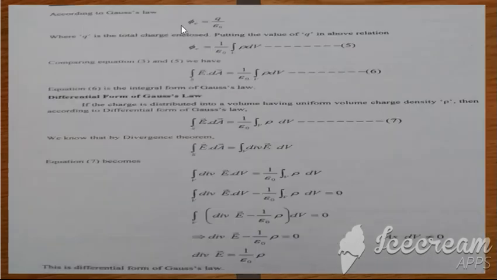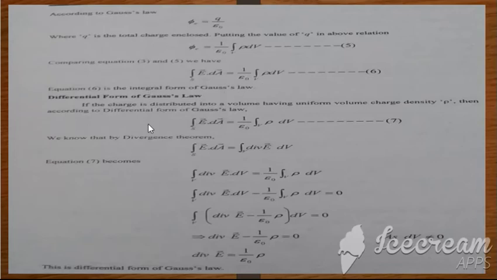According to Gauss's law, electric flux is equal to Q over epsilon naught, where Q is the total charge enclosed by the closed body. Putting the value of Q in the above relation, we get electric flux equal to 1 over epsilon naught times the volume integral of rho dV. Rho replaces Q. Comparing both equations from the previous slide, surface integral E dot dA is equal to 1 over epsilon naught volume integral rho dV. This is the integral form of Gauss's law.